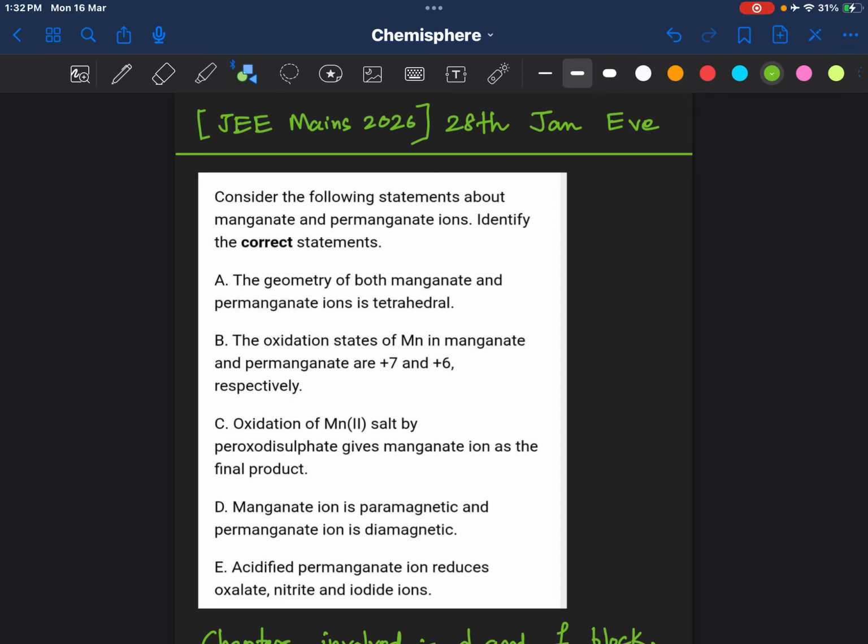Hello everyone. This is a question from JEE Mains 2026, 28 Jan evening, and you can pause your screen and go through the question. In this question, there are the following statements about manganate and permanganate ions. We have to identify the correct statement.